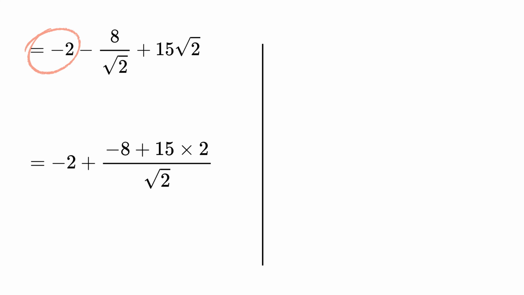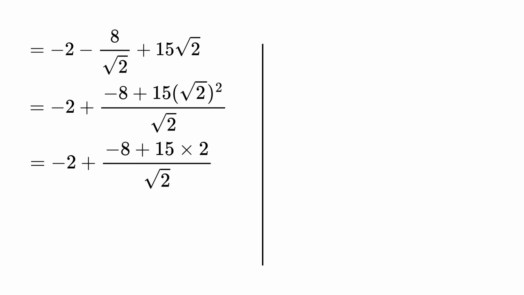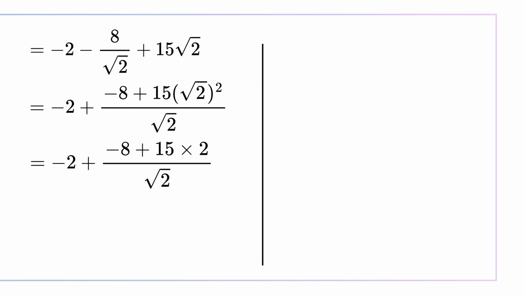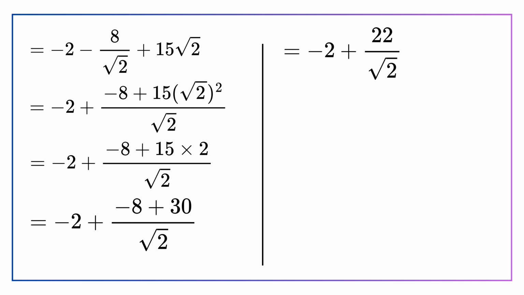Now, 10 minus 12 की जगह minus 2 लिखना है. Then, root 2 का LCM लेना है. minus 8 ऐसे a आ जाएगा और 15 root 2 की जगह 15 root square आ जाएगा. Square root से cancel, 15 cross 2 30. Then, minus 8 plus 30 becomes 22.